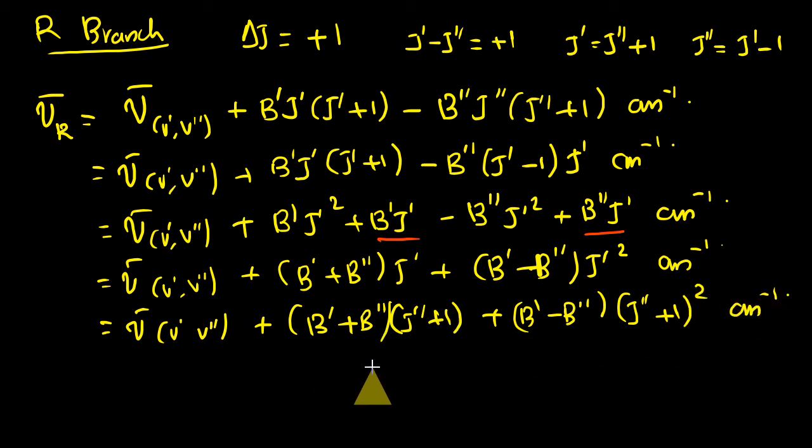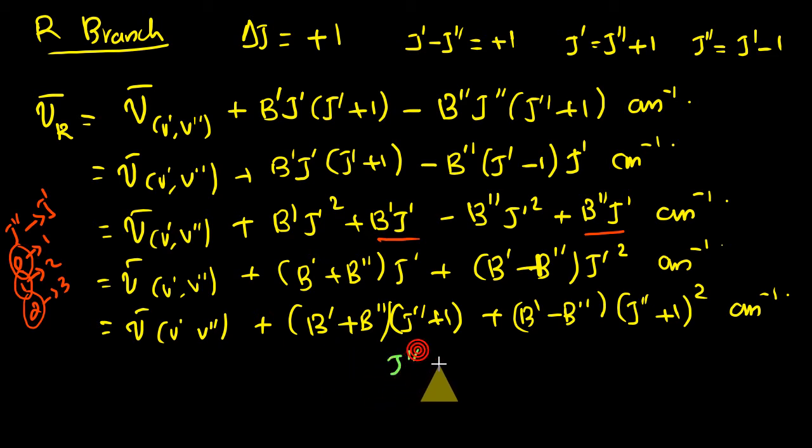Here the expression is in terms of J double prime. So what are the possible values of J double prime in this expression? Here we have to consider that this is the delta J is equal to plus 1 transition. Delta J is equal to plus 1 transition means the J double prime to J prime transitions are 0 to 1, 1 to 2, 2 to 3, etc. All these are delta J is equal to plus 1 transitions. So what are the values of J double prime here? These are the values of J double prime: 0, 1, 2, etc. Because this is a delta J is equal to plus 1 transition. So let me write it here: J double prime values are 0, 1, 2, 3, etc.